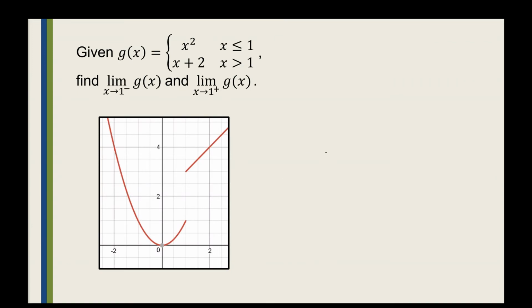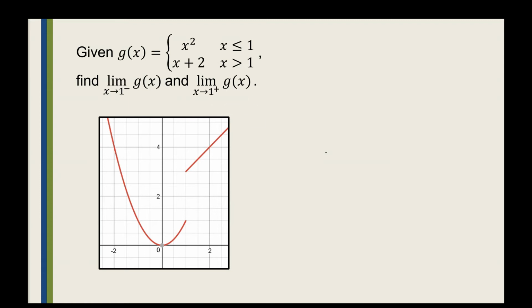So here we're given a piecewise function, g of x equals x squared when x is less than or equal to 1, and x plus 2 when x is greater than 1. And we're asked to evaluate the limit as x approaches 1 from the left of g of x, and the limit as x approaches 1 from the right of g of x.